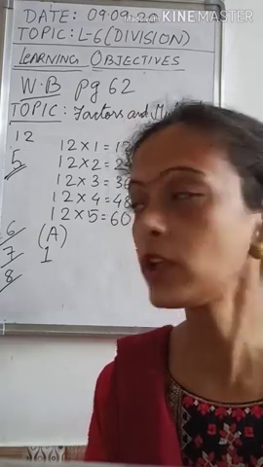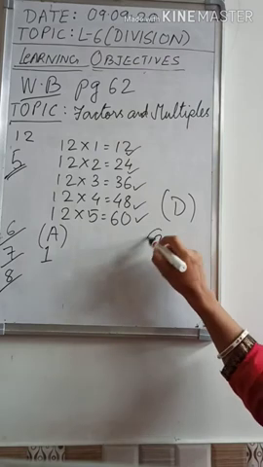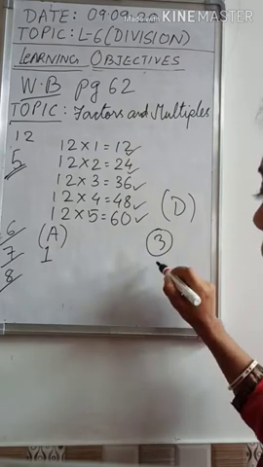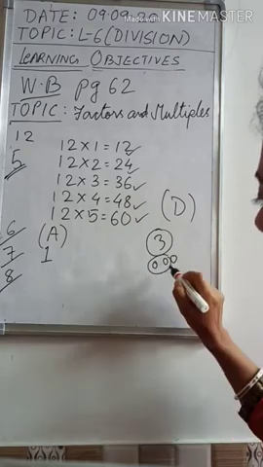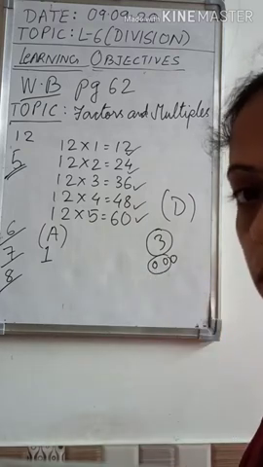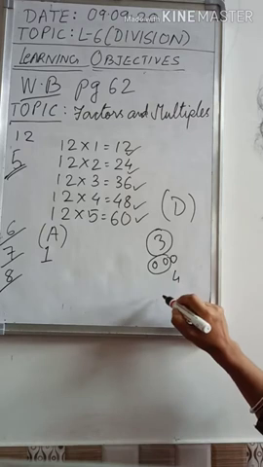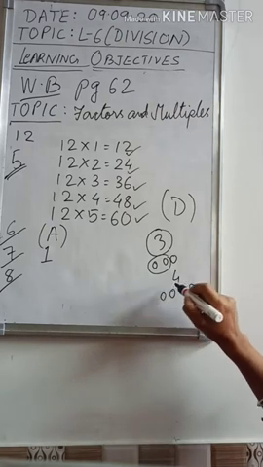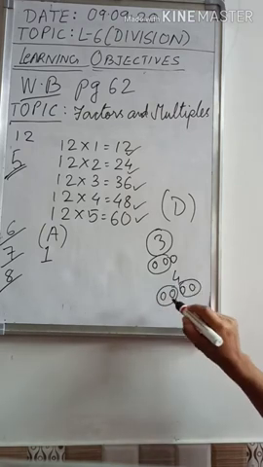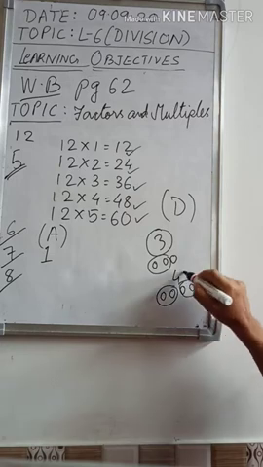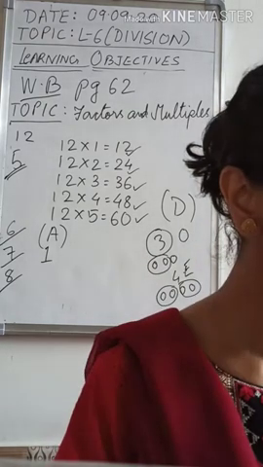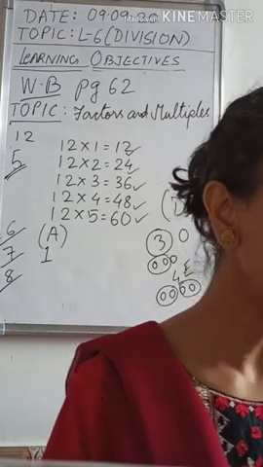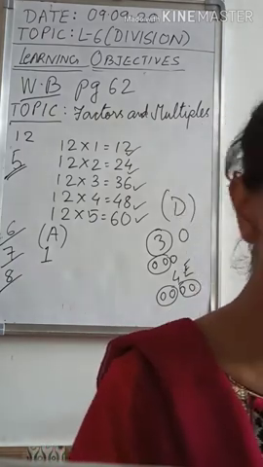Pair means 2. For example, 3. If I take 3, can I make a pair of 3? You can see I can make one pair, but one will be left out. So 3 is not an even number. But if I take 4, can I make pairs? Yes, I can make 2 pairs. This is one pair, this is one pair. So it's an even number, and 3 is an odd number. So the question is, multiples of even numbers are dash numbers. What do you call the multiples of even numbers?